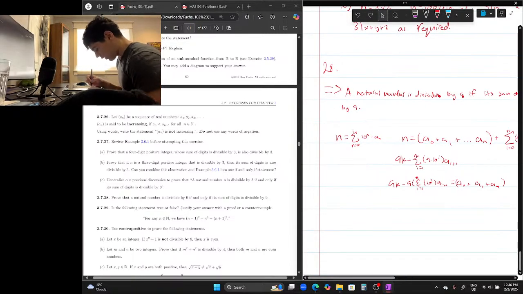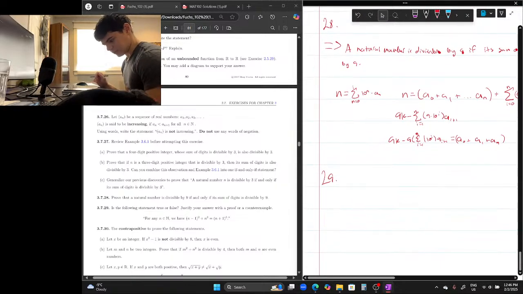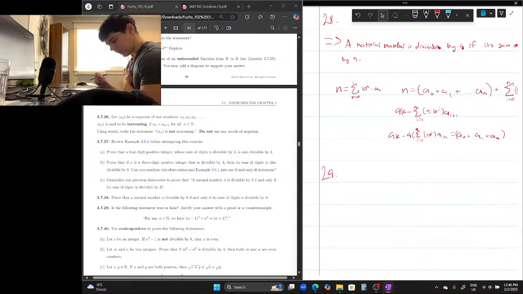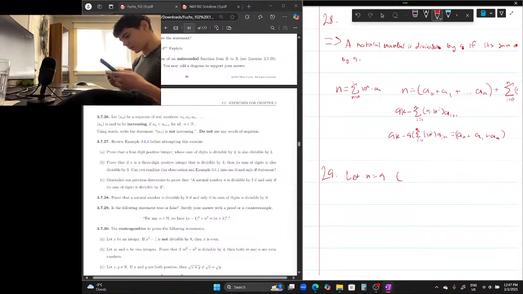I probably would have gotten it because I was on the right track, but we are here. 29. Determine whether the statement is true or false, with a proof or counterexample. For any n in N, we have (n minus 1) squared plus n cubed is equal to (n plus 1) cubed. Above, I'm pretty sure we proved this was false. So n equals 9, I think I chose. Oh, this is squared now, so maybe I should be different. So 8 squared plus 9 cubed is equal to 10 cubed. Obviously not.